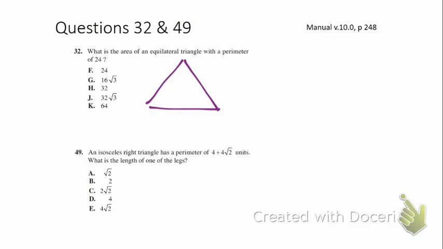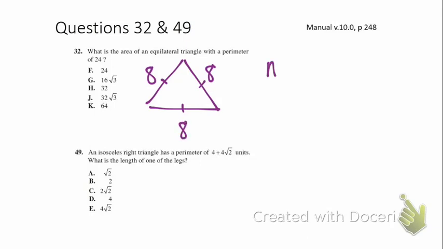The area of this thing, let's see here. Oh no, what is the area? Okay, if the perimeter is 24. So equilateral triangles, all 3 sides are the same. I know the perimeter is 24, so I just need to divide that by 3 to get 8. And so I know each length here is 8.